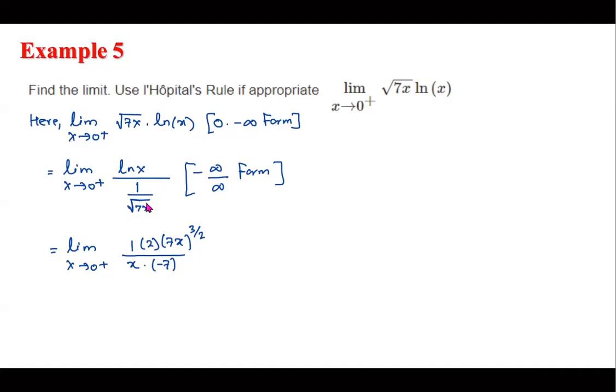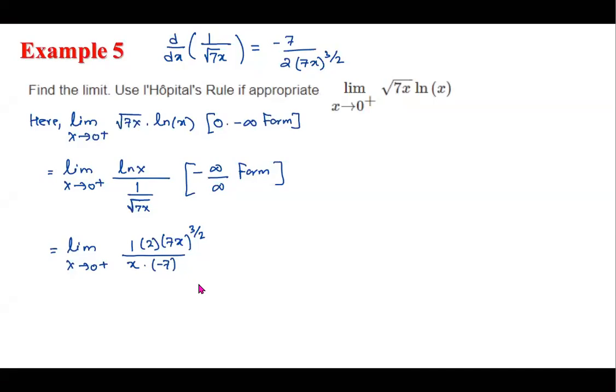The derivative with respect to x of 1 over the square root of 7x will be equal to negative 7 over 2 times 7x raised to 3/2. That's why we write negative 7 and we are dividing by this quantity, which is the same as multiplying by the reciprocal. So that's why we multiply in the numerator. Once we do that, we can try to check whether we can simplify this a little bit or not.